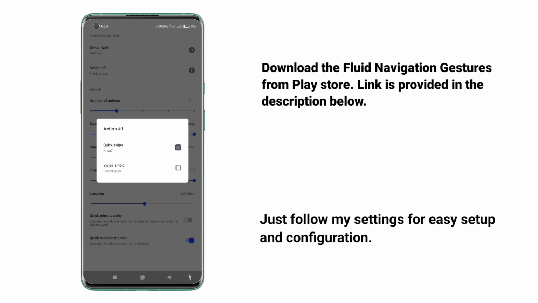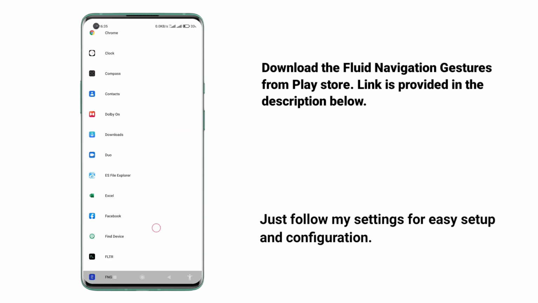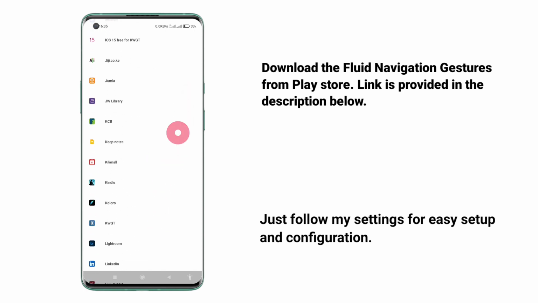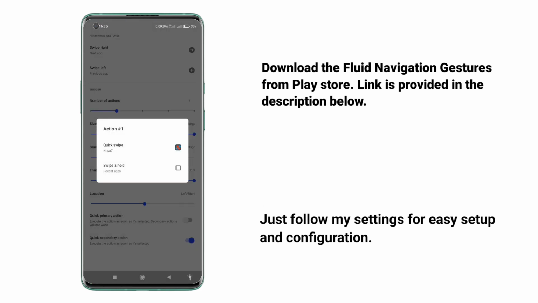And then the quick swipe, instead of going home, which is this, we will now select an app and select Nova launcher or the third-party launcher that you're using. The reason why we want to do this is we want to use Nova launcher seamlessly with the system default launcher, and this is how we are going to do that.